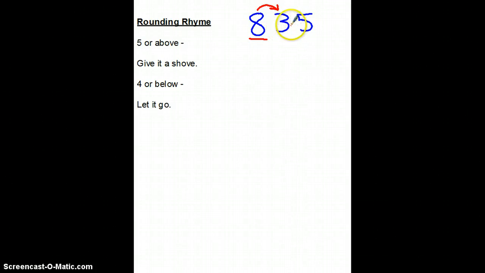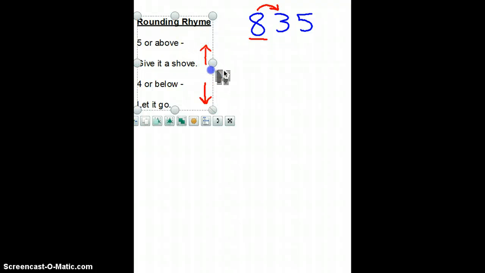Whenever I round, I have a rhyme that helps me. And the rhyme says, 5 or above, give it a shove. Now, when I say shove, that means that I'm pushing the number up a digit. The rhyme continues, 4 or below, let it go. And what that means is that I'm going to let the number go down to 0. Let me show you what I'm talking about.